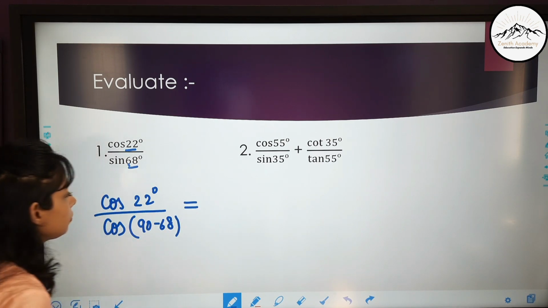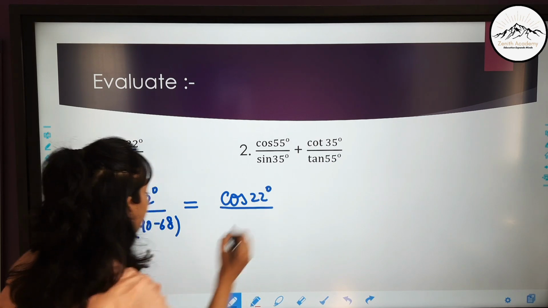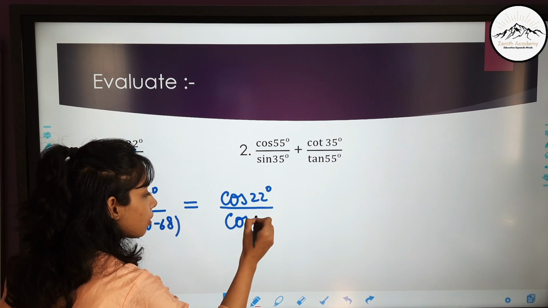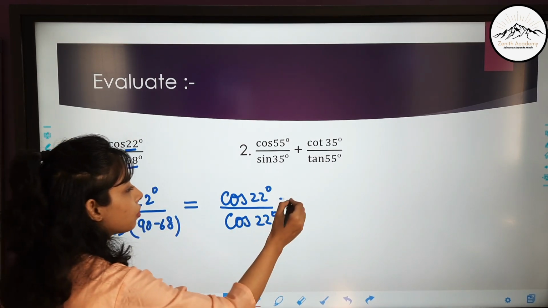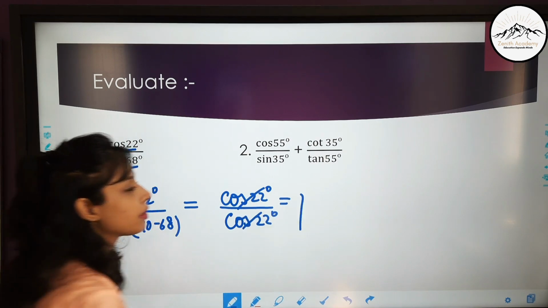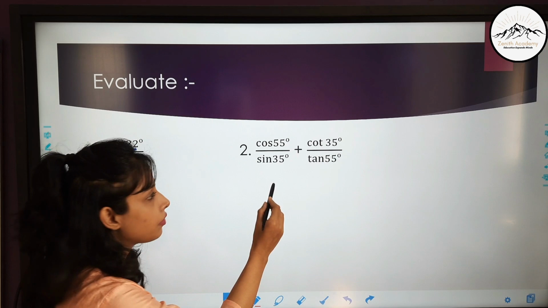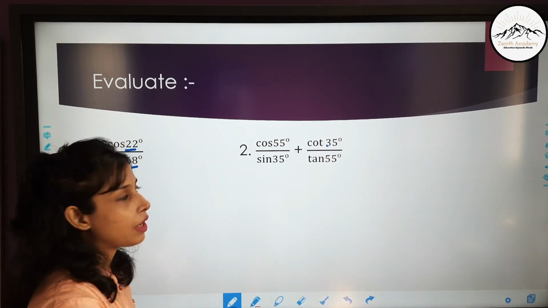This is theta. So sine theta is equal to cos 90 minus theta. So cos 22 degrees upon, what is 90 minus 68? 22. Since they were complementary angles, cos 22 upon cos 22 gets cancelled and we get the answer as 1. Next: cos 55 degrees upon sin 35 degrees plus cot 35 degrees upon tan 55 degrees.